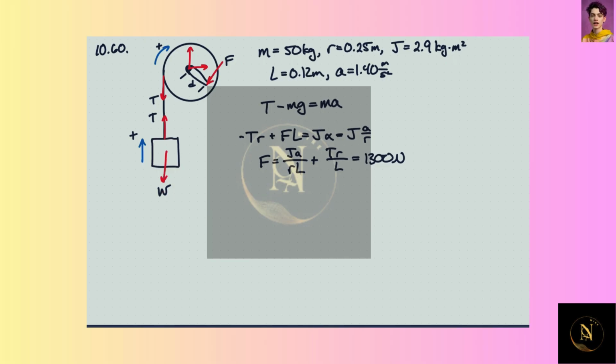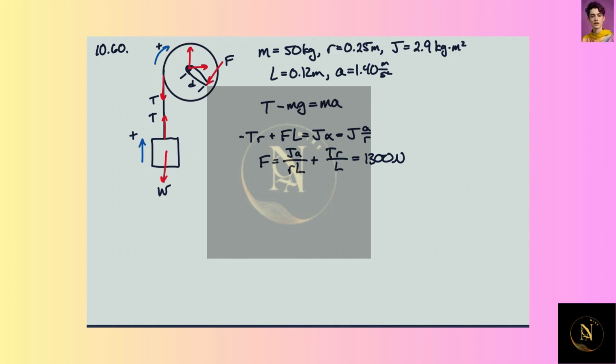Now the crate. So I called up positive and clockwise positive. So we have that the angular acceleration of this equals the linear acceleration of this divided by this radius here. So alpha equals a over R. So a free body diagram of this, looking at this, we have T minus the weight mg equals ma.